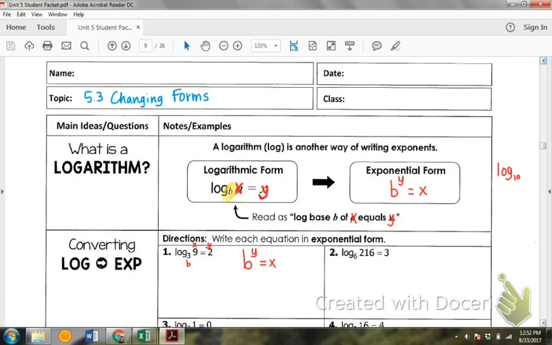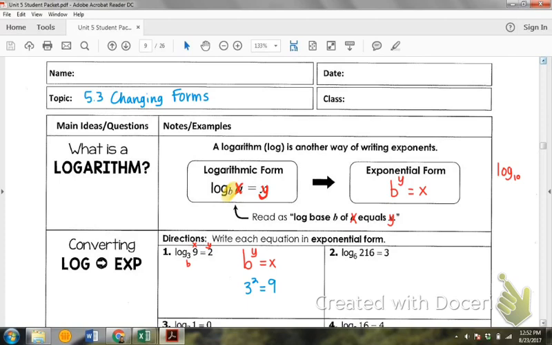What number did I use for b? 3. What number did I use for y? 2. And then my x value is 9. So we're just changing the way that it looks. We're changing it from log form into exponential form. Now look at this exponential form though. Isn't 3 to the second power equal to 9? It is, right? So it should come out to make sense. There's no solving here. We're just rewriting it.